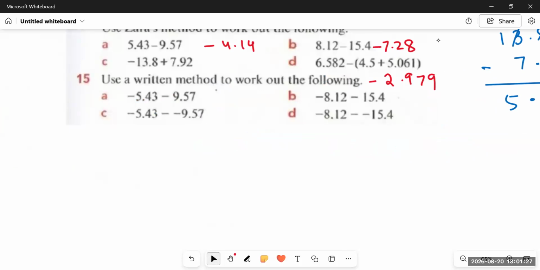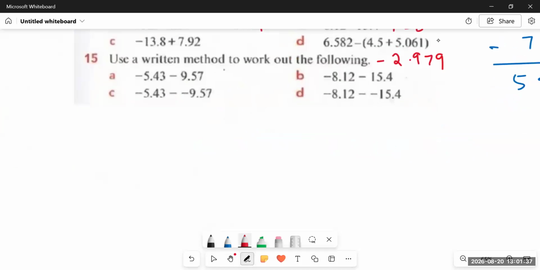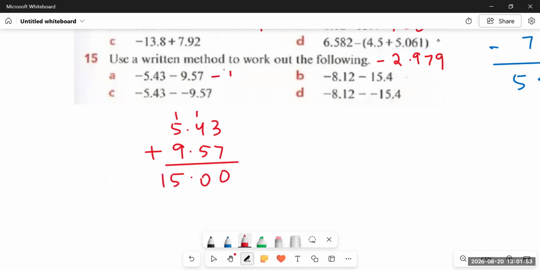Okay. Now in question number 15, you can see from A to D, all parts have both of the numbers negative. In part A and B, we have both of the numbers negative. So it will be 5.43 plus 9.57. We have to add them because minus minus plus, we will add the two negative numbers together. This will become 10. This will also become 10. And this will become 15.